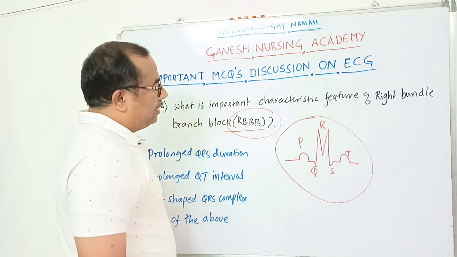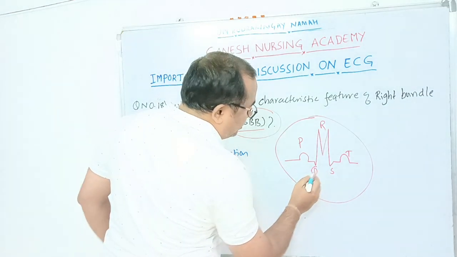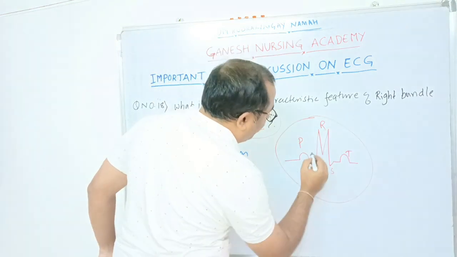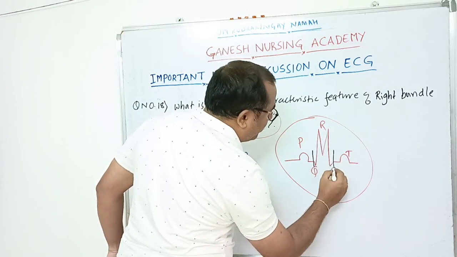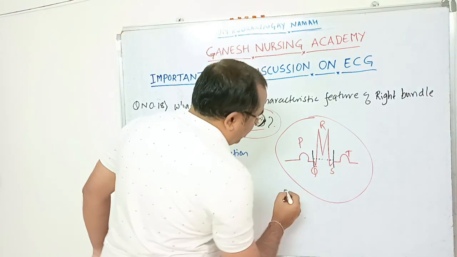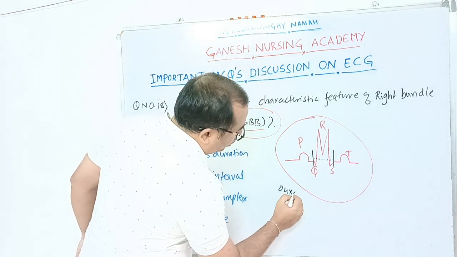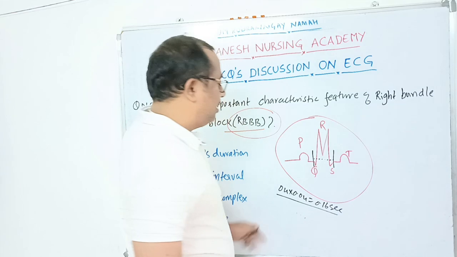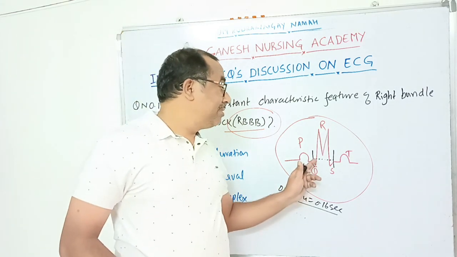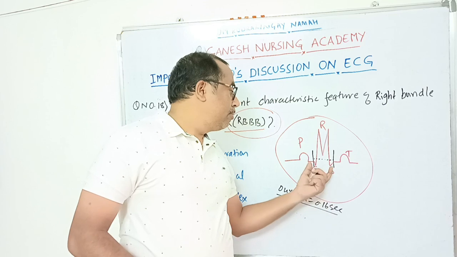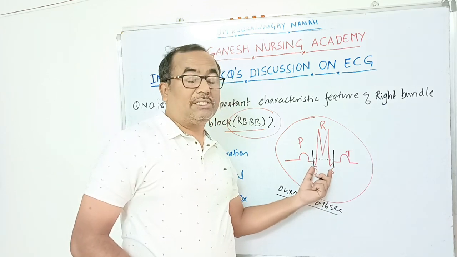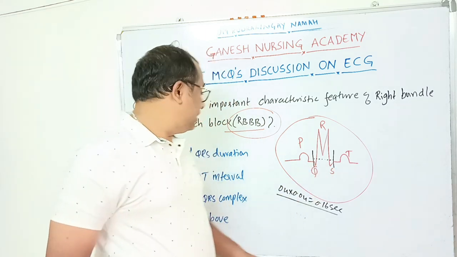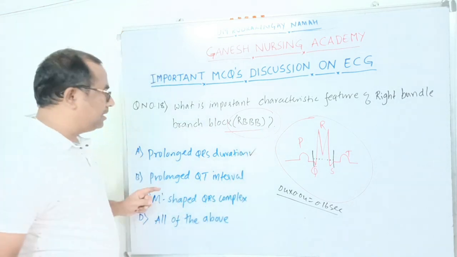So what happens here? Because of this M-shaped QRS complex, the QRS duration changes. When you count the QRS duration, we count from the beginning of the Q wave to the completion of the S wave, counting the number of small boxes. Suppose it is 4 into 0.04, that is 0.16 seconds. So it is a prolonged QRS duration. Why? Because the shape of the QRS complex is turned to M shape, there is a widening of the QRS complex and prolongation of QRS duration. This is correct, prolongation of QRS duration is a correct option here.